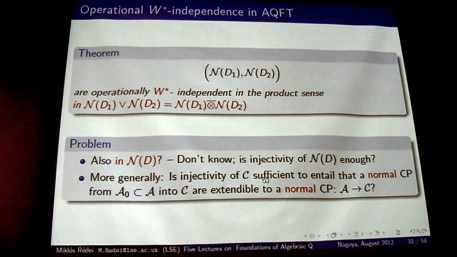Is injectivity of the larger algebra sufficient to guarantee that normal conditional expectations from a subalgebra are extendable to a normal conditional expectation? And the answer to the question is no. And therefore, it's not trivial whether the independence holds in the product sense in the way it holds for C star independence, for the codes.